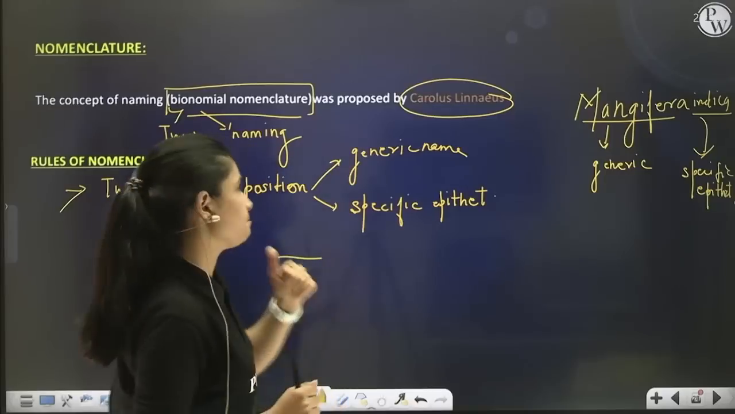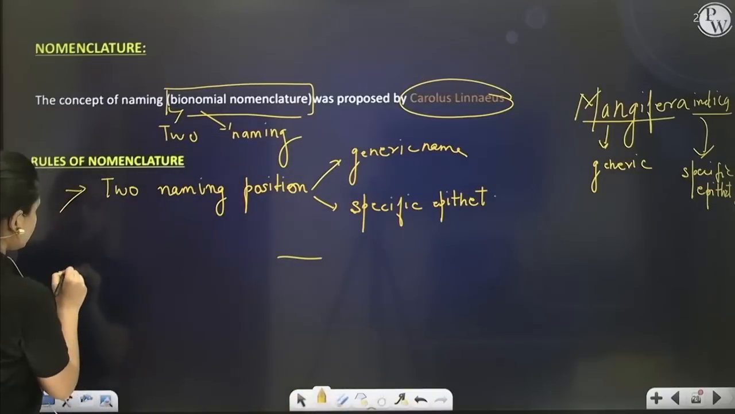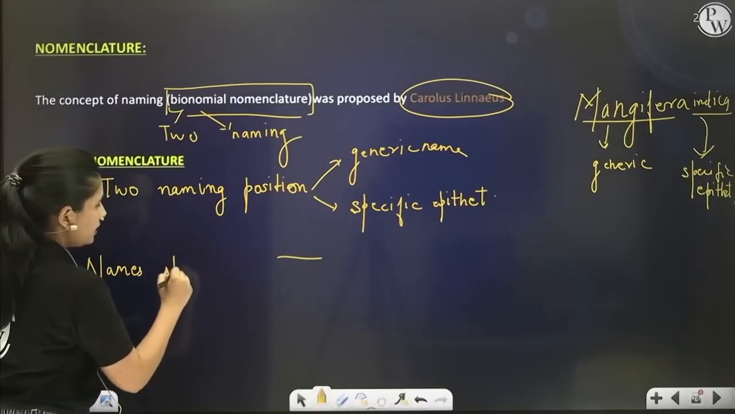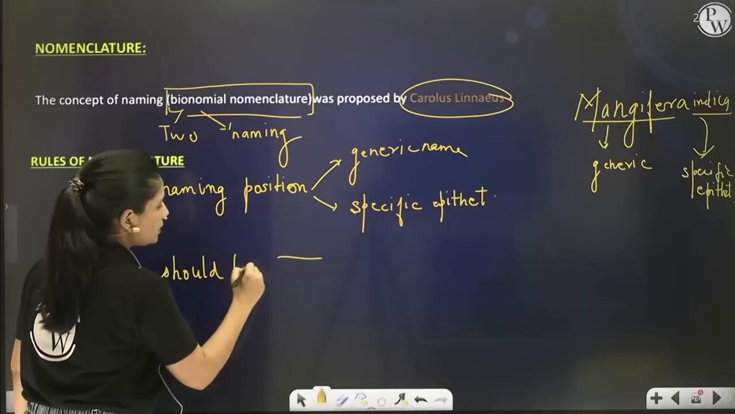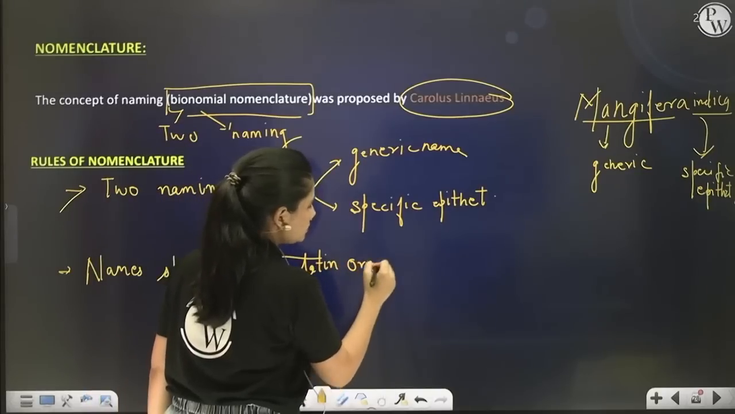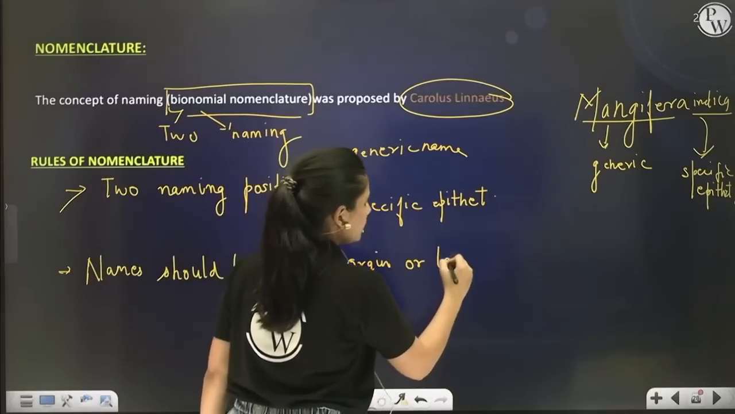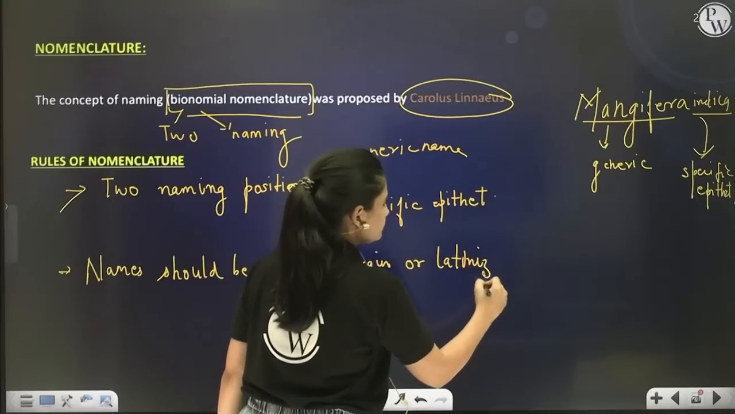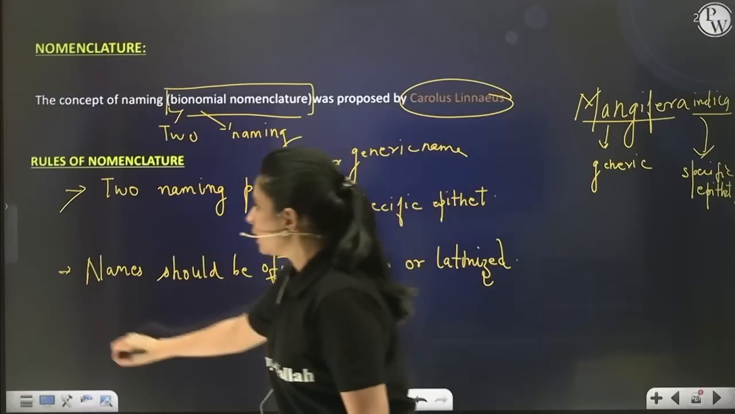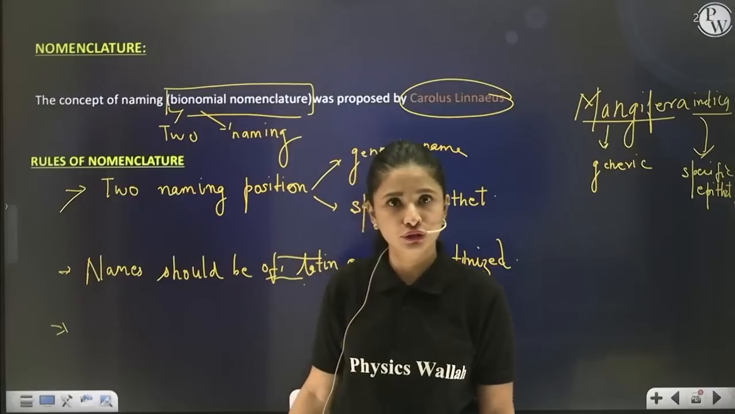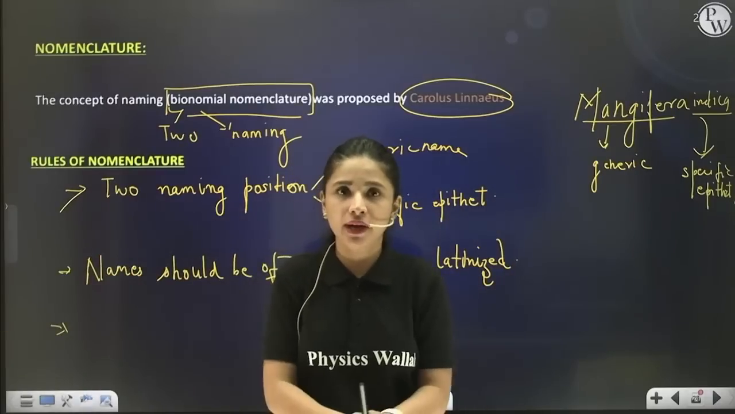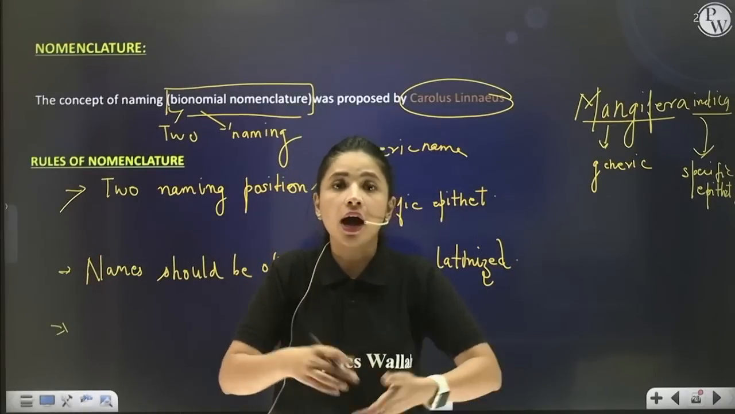Clear to everyone? So let's write the second rule. Second rule says names should be of Latin origin or Latinized. Very good. Now you know which language to use. You know how to write. You know in how many naming positions you have to write. Now you have to see how to write.